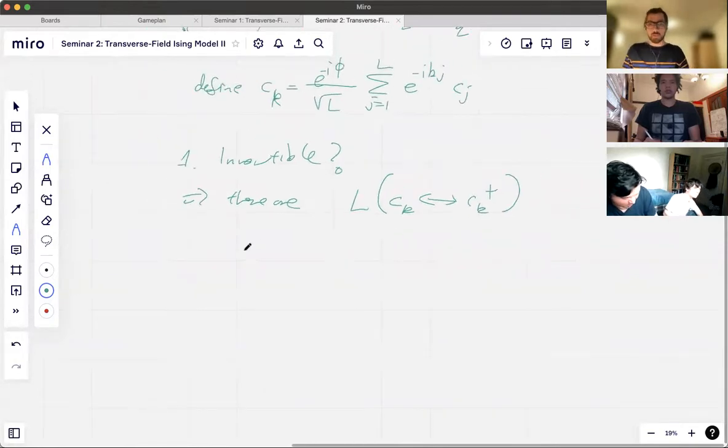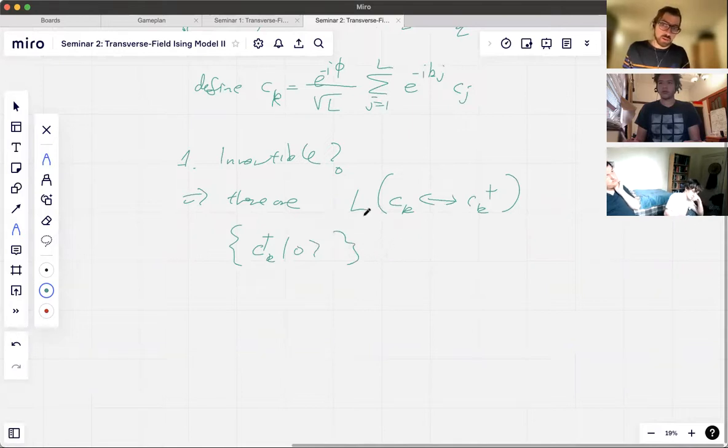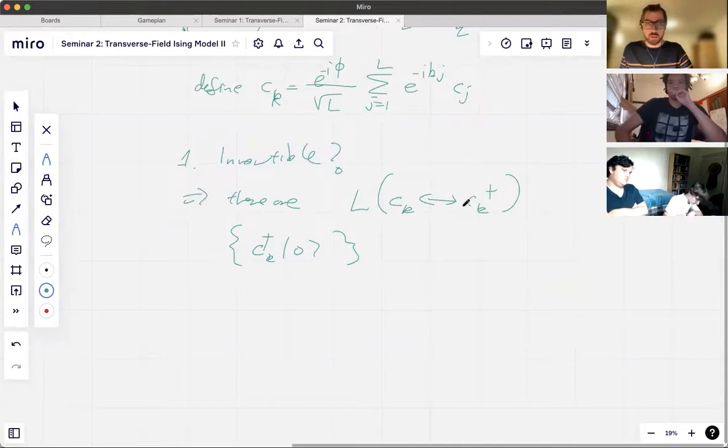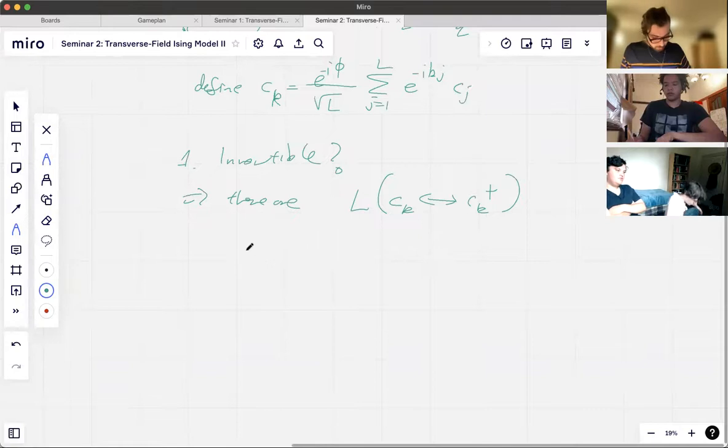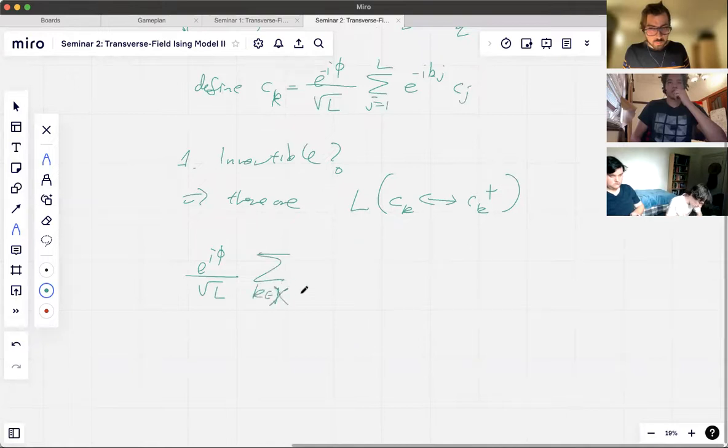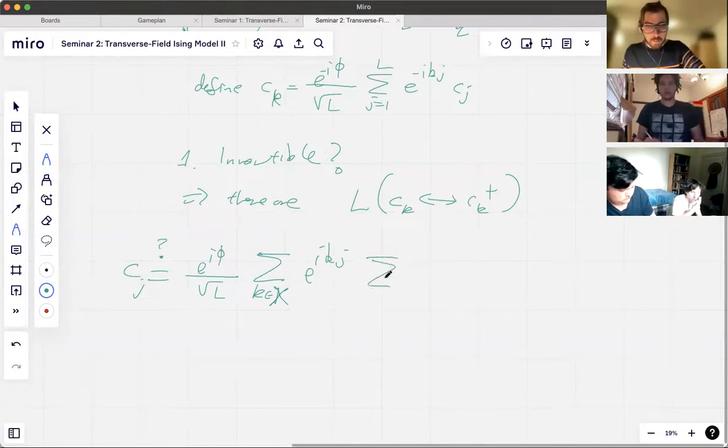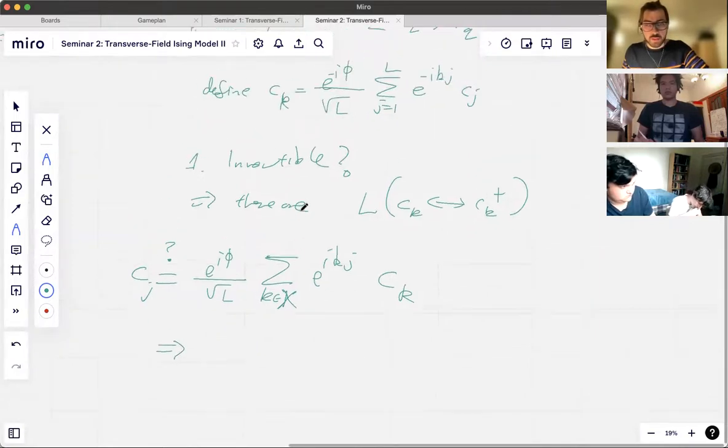Because if we have too many, then the Hilbert space spanned by the set of all C_k acting on the vacuum would have too large a dimensionality. If we have any fewer than L, it has too small a dimensionality. So there must be L C_k if there's even a hope of it being invertible. And we also need the delta function identity, i.e. e to the i phi over square root L... we want to be able to get C_j by doing this sum, i.e. the inverse Fourier transform.